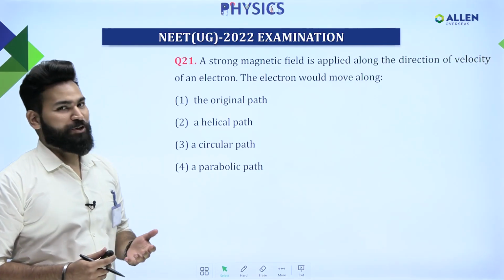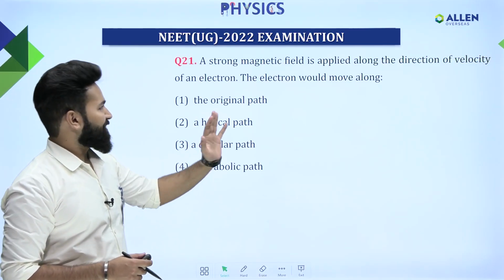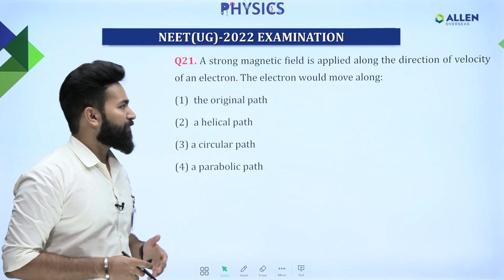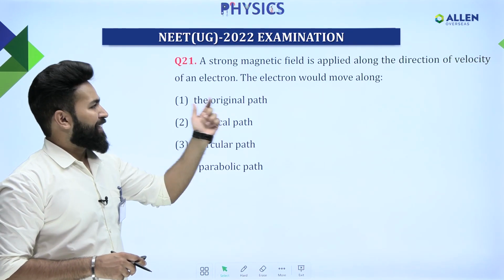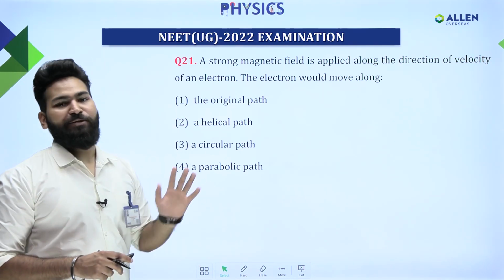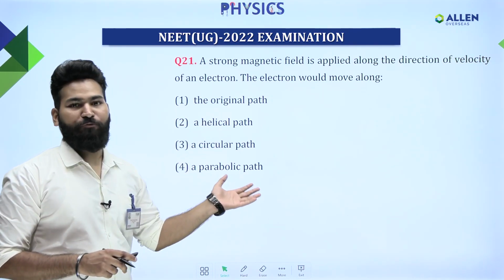So now we will solve question number 21. The question is saying that a strong magnetic field is applied along the direction of velocity of an electron. The electron would move along. That's a very easy question and exactly the question from our module.